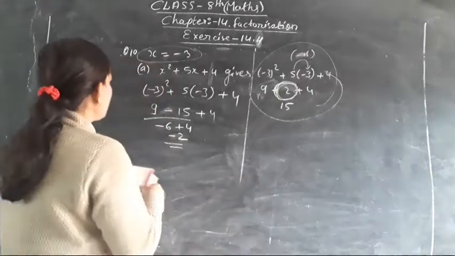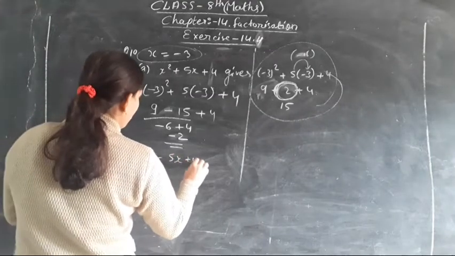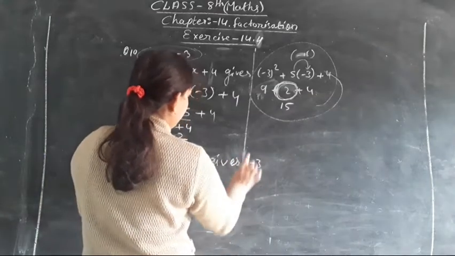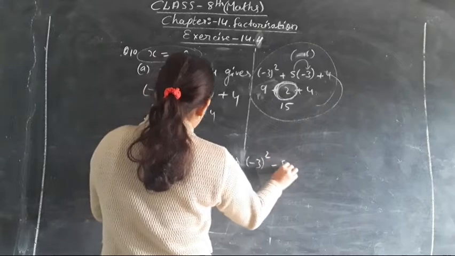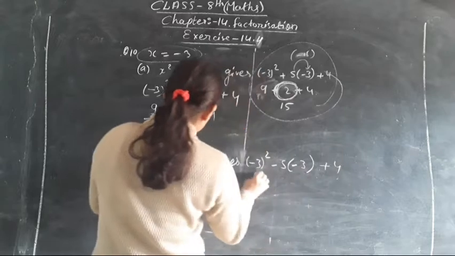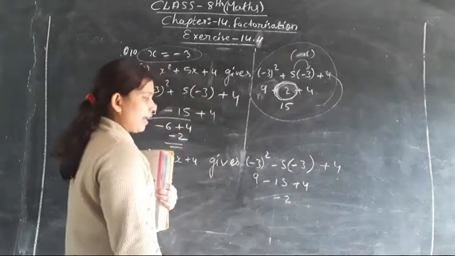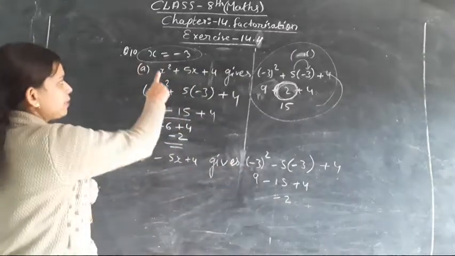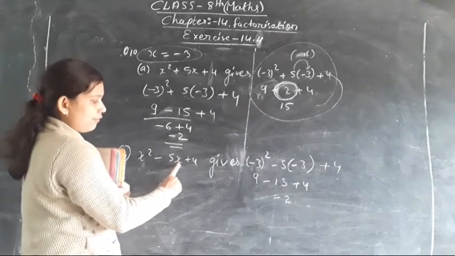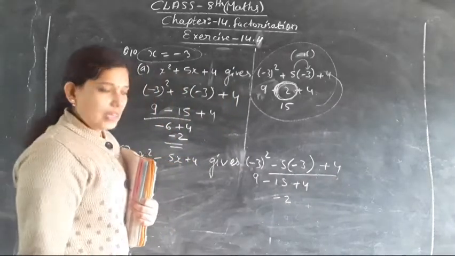Moving toward the B part of the same question number 10, we have x square minus 5x plus 4. Here it says that x is minus 3, giving x square minus 5 into minus 3 plus 4, while here it is 9 minus 15 plus 4, answer is 2. As we are going to substitute x equals minus 3 in this equation, it will become minus 3 square minus 5 into minus 3 plus 4, which is correct up to here. We had substituted the value of x over here, which is correct.